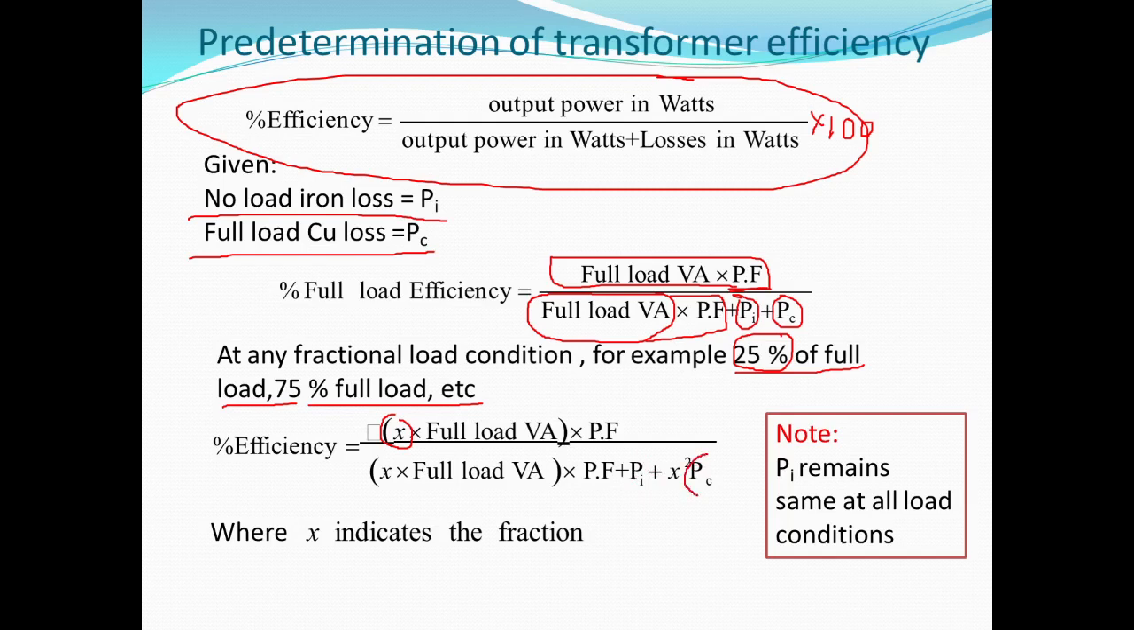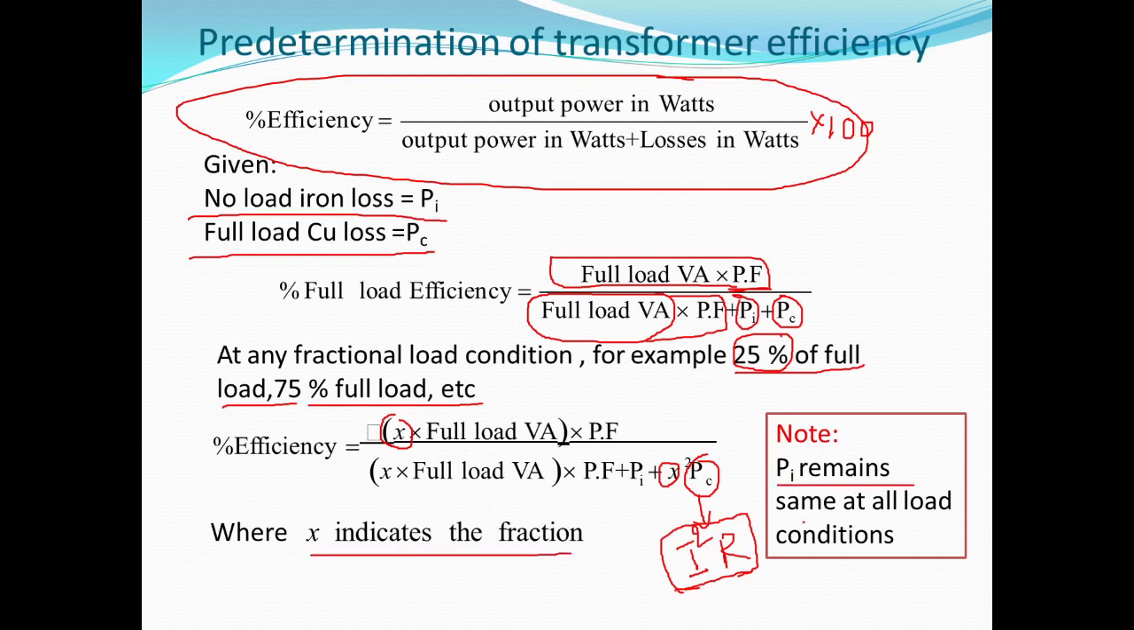Whereas the copper losses, denoted with PC, we can determine with the help of the formula I square into R. The copper losses occur in the winding itself, so they depend on the current. So they change with respect to the load. That's why I am multiplying with the factor of fraction of the load, that is x. So x indicates the fraction of the load.